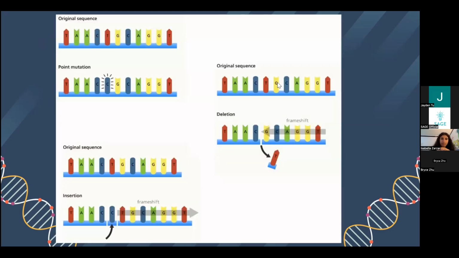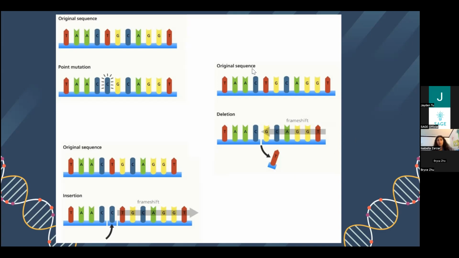So here are some examples. Sorry. First up is point mutation. You can see in the top left corner the difference between the original sequence and the point mutation is that one of the bases changed. So instead of T, we have C. That's an example of a substitution where there's a mutation in the sequence because one of the bases is different.